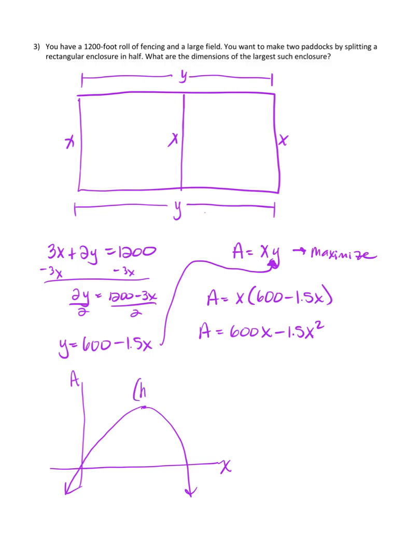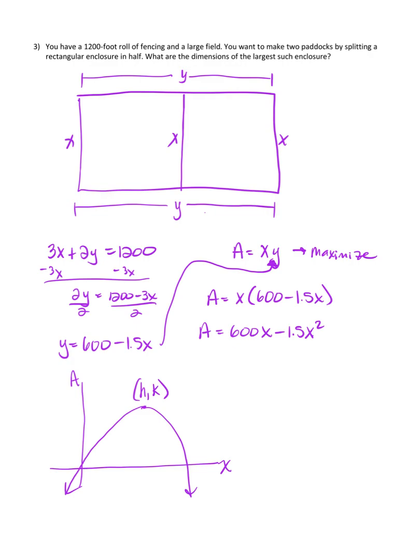So the vertex, which we typically call h comma k, h is an x coordinate, which means it represents the length or the width of the paddock. And then k is an area, which they did not ask us what the maximum area is. They just said what are the dimensions that will enclose the largest area. So I don't care about k in this case.